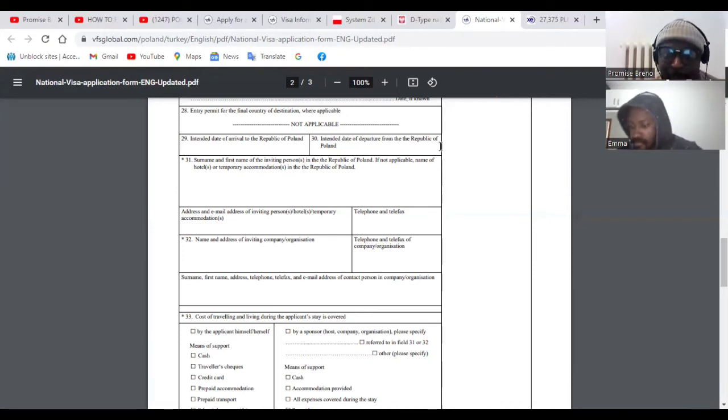Intended date of departure from the Republic of Poland. Whether you want to come back, whether you want to stay in Poland forever or you plan to return, you have to choose a closing date, else you won't get this visa. Show them that you plan to return to your country. Hence, if you're traveling on the 20th of January 2023, you have to put that you'll be returning to your country on the 19th of January 2024. Understand? Yes. On the 19th of January 2024 is when you plan to return.